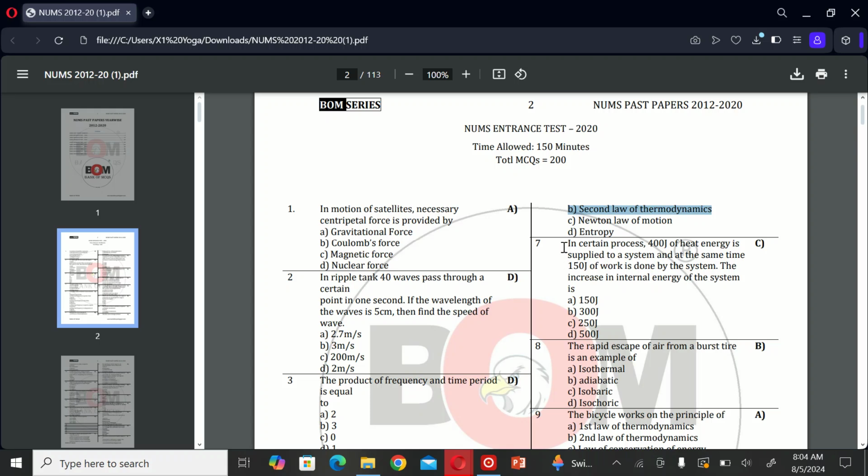The next MCQ is: in a certain process, 400 joule of heat energy is supplied to a system and at the same time 150 joule of work is done by the system. The increase in internal energy of the system is A 150 joule, B 300 joule, C 250 joule and D 500 joule. So the correct option is C, 250 joule.